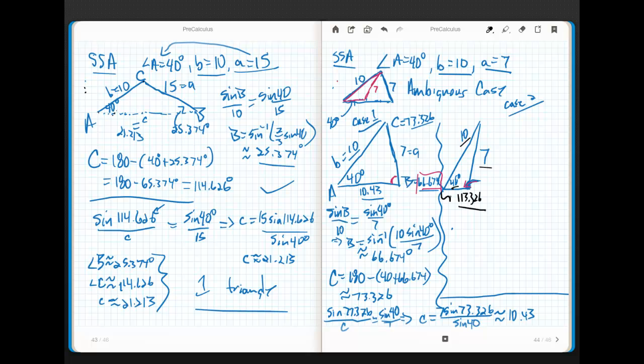If I want to solve for this side, then I need this angle. But that's easy to solve for. I just go 180 minus 40 degrees plus 113.326 degrees, right? And that gives me this angle. Once I have this angle, I can use the law of sines again to solve for this side. Now, I'm not going to drag you through that. We're going to do a bunch of these in class. You will get practice, I promise. And we've done a ton of law of sines, so I don't want to take up too much of your time doing something that you've already done over and over.